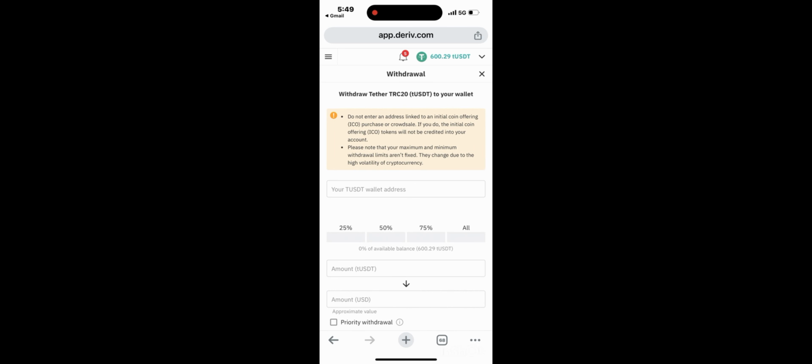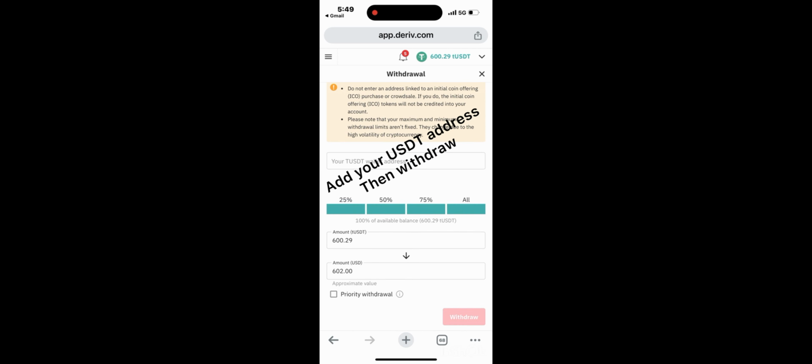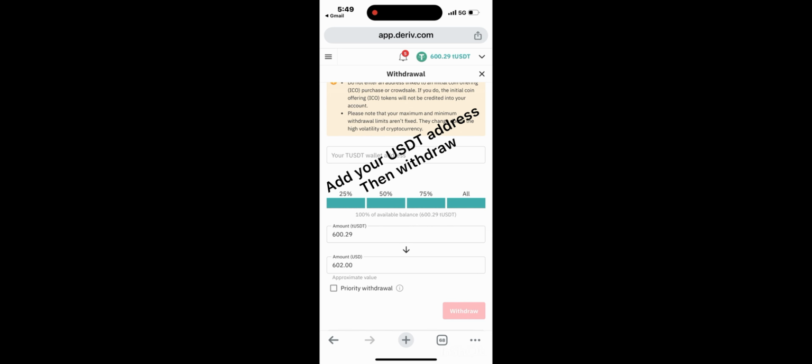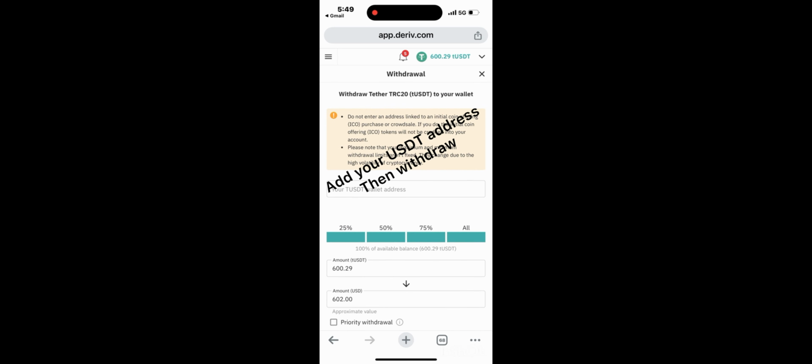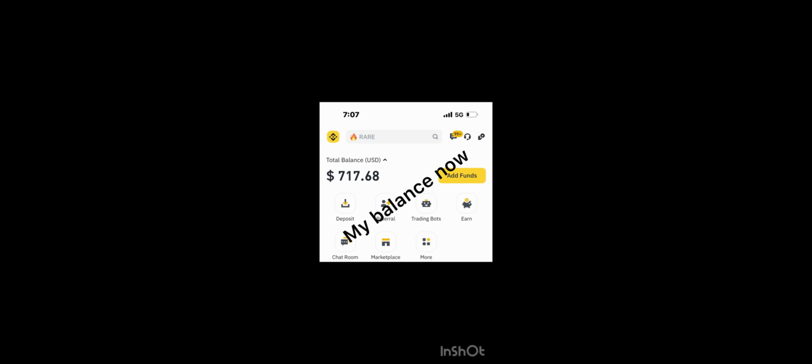Then what I have to do from here is copy and fill in the USDT address I want to withdraw to, and the amount you want to withdraw. This is $600. Because of the limits, I had to withdraw it in parts. You can see I withdrew 200, 100, and here's the account balance.